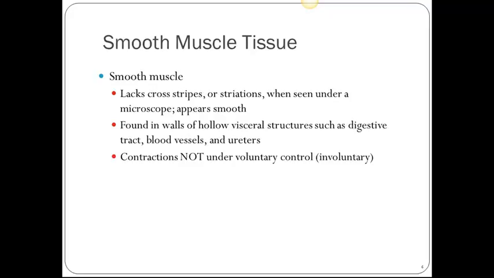Smooth muscle lacks the cross stripes or striations that we see in cardiac or striated skeletal muscle. When seen under a microscope, it appears smooth. We find these in the walls of hollow visceral structures such as the digestive tract, blood vessels, and ureters. And contractions are not under voluntary control. These are all involuntary.